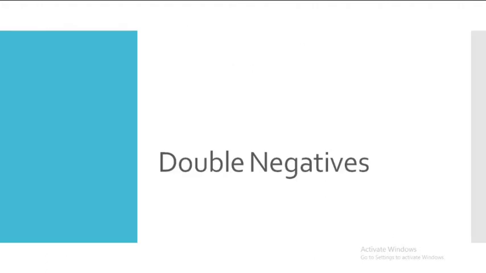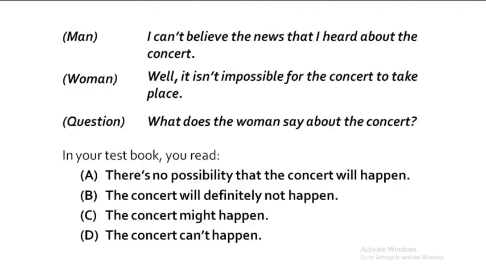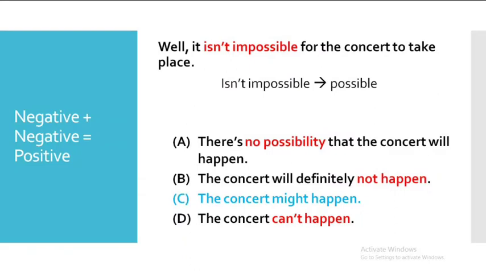Then about double negatives. This is the example. The question is, what does the woman say about the concert? Focus on the second line. The woman says, it isn't impossible for the concert to take place. When we find a double negative like this, the answer is positive. Isn't impossible. Isn't is negative and impossible is also negative. Negative and negative, positive. Isn't impossible means possible.